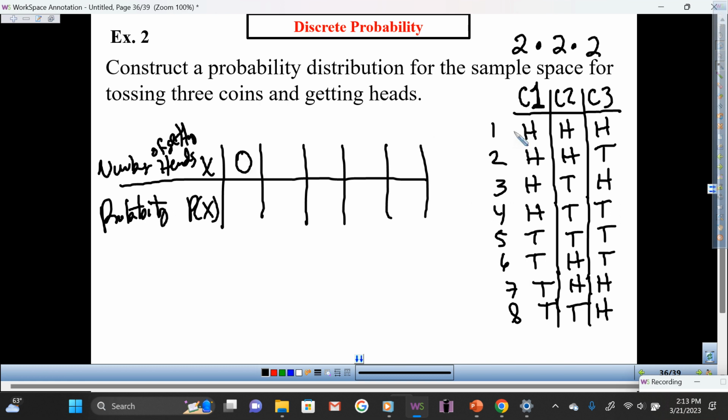Is there a possibility of getting one of them heads? Yes. How about 2 of them? 3 of them? Anything else? No, because it's only 3 coins, right? All right, so we'll stop right there. Talk to the neighbor, let them know what you're going to write here to get started.